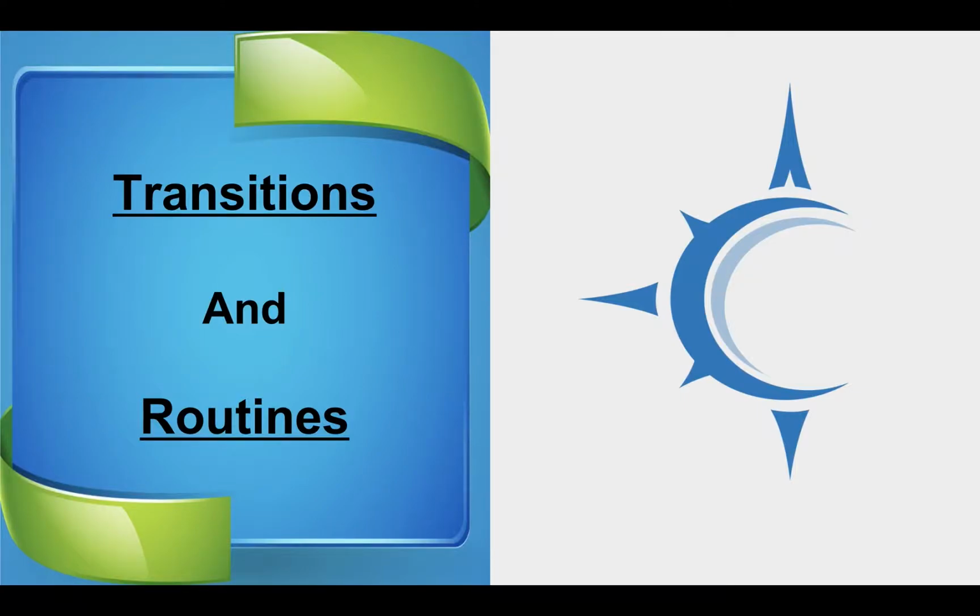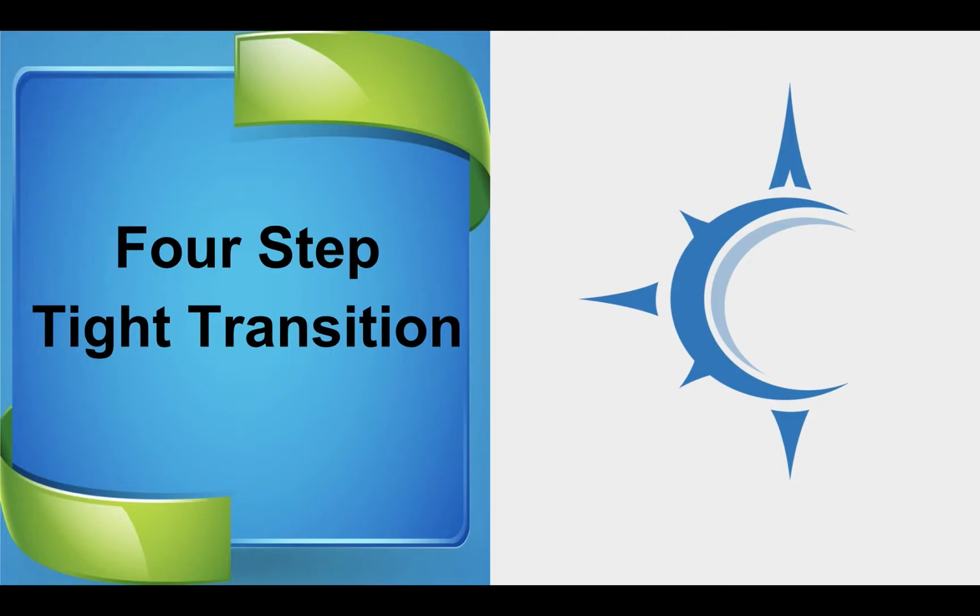This is NAVI 101, Transitions and Routines. Today we will focus on 4-step tight transitions. You will need the following materials: paper and pencil, or a computer for written reflections and the practice session.